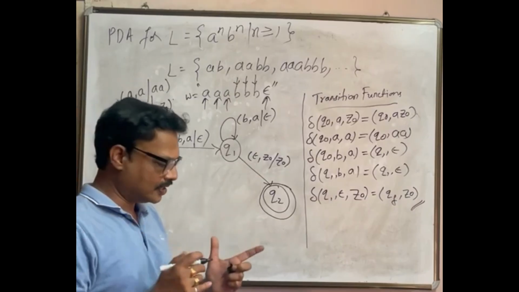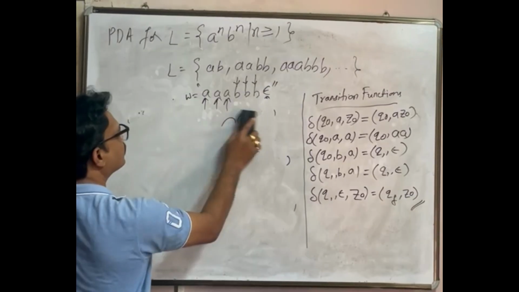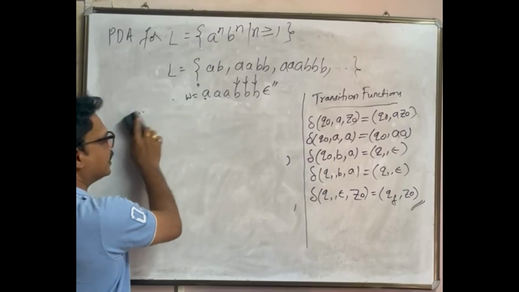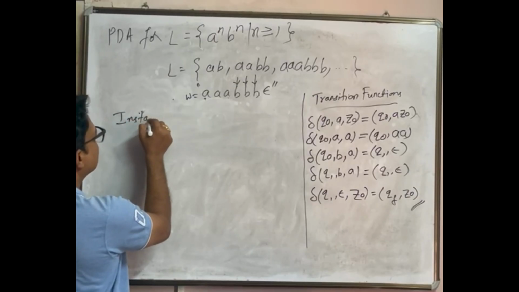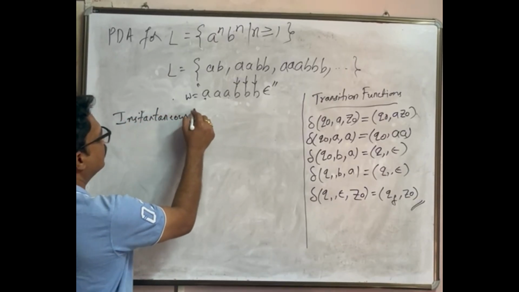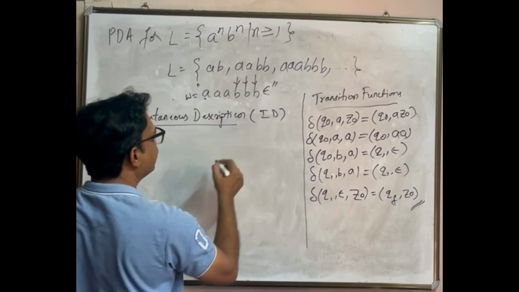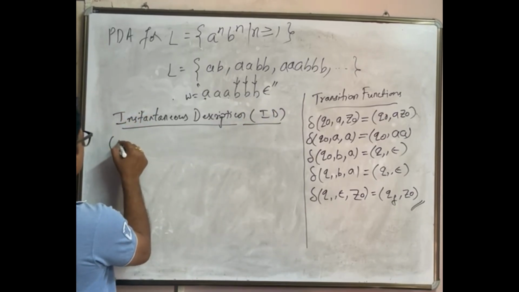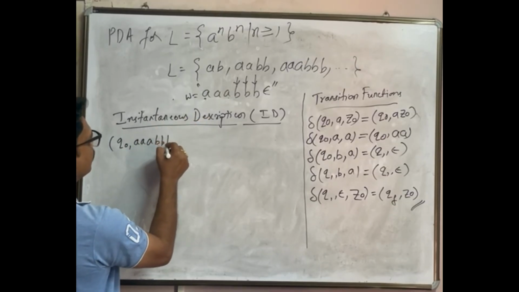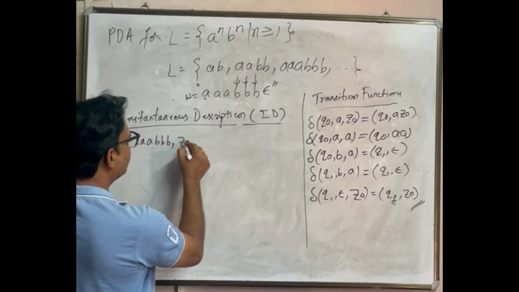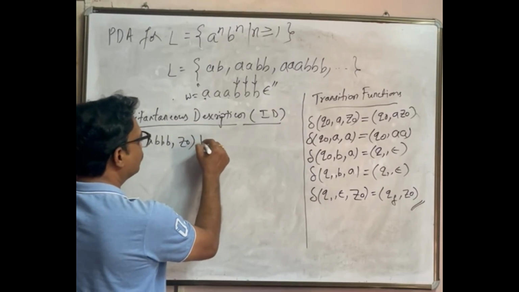Now the third part of your answer is the instantaneous description, that I will show here. Okay, for the same string there is AAA, BBB. So it is instantaneous description. It is abbreviated as ID. It is Q0, we have the string AAABBB, and top of the stack is Z0. And to show instantaneous description, we use this symbol.